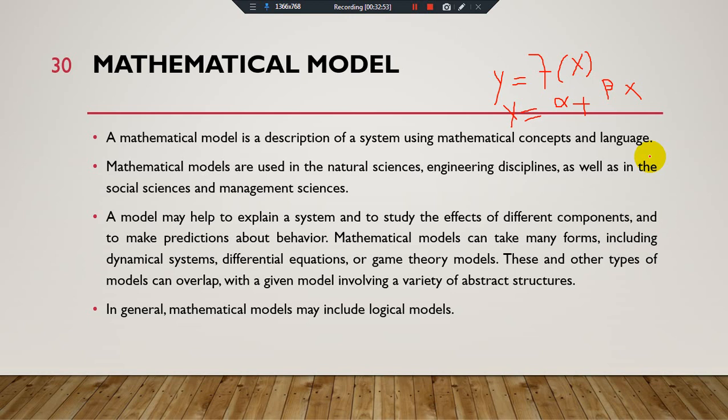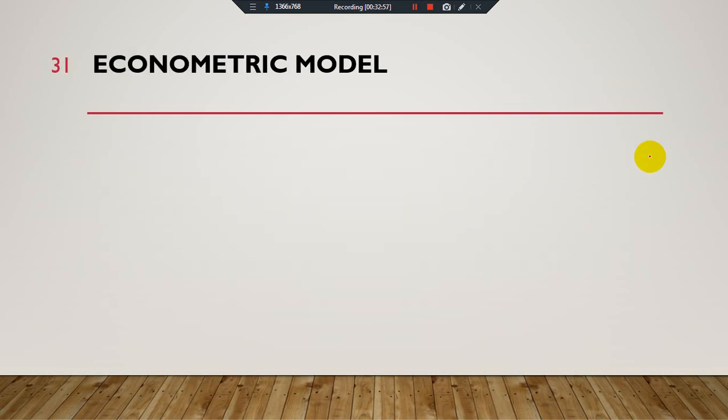Okay, after the mathematical model, we have to include an econometric model. Here we have provided y is equal to alpha plus beta x. So this is our mathematical model.